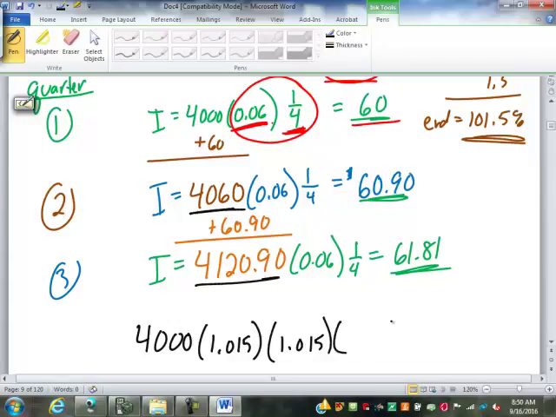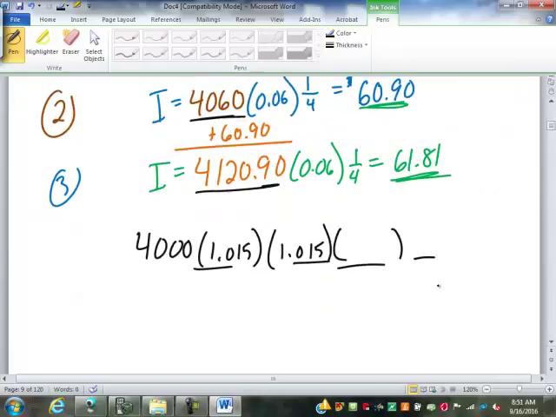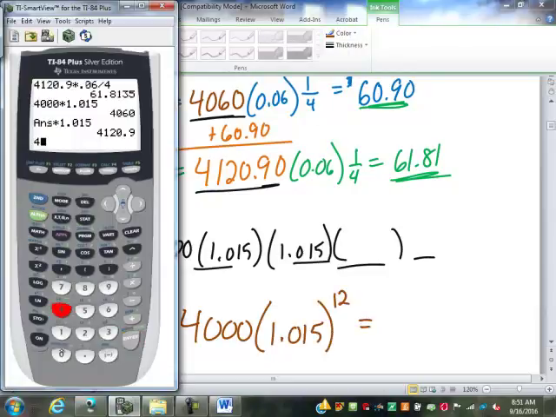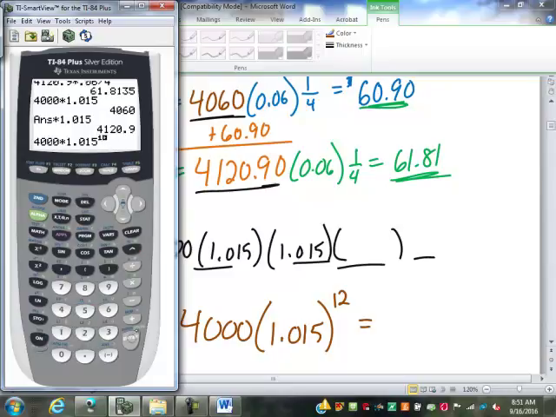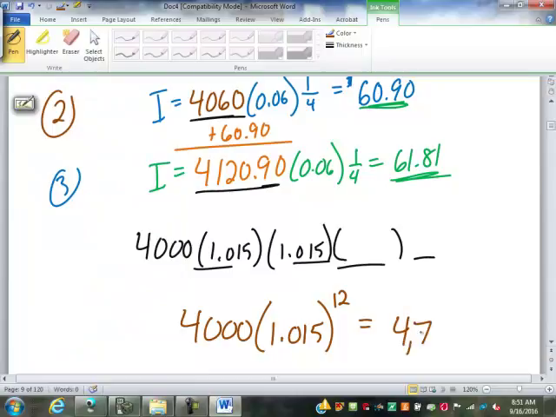So we're going to multiply by this how many times? 12 times. In math, do we have a shortcut for multiplying by the same number over and over again? Exponents. There you go. So 4,000 times 1.015 to the power of 12. We get $4,782.47.